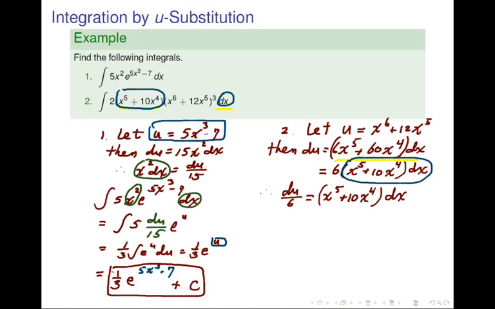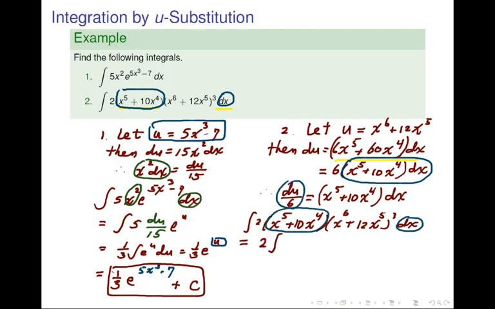We go back now to the original integral, and the 2 and integral stay the same, but what's circled in blue now becomes du over 6. And what's not circled is exactly our u term, but remember that it's raised to the 3rd power. If you clean this up a little bit, 2 times 1/6 gives you 1/3, and you have the integral of u to the 3 du, and that is something that we know how to integrate easily.